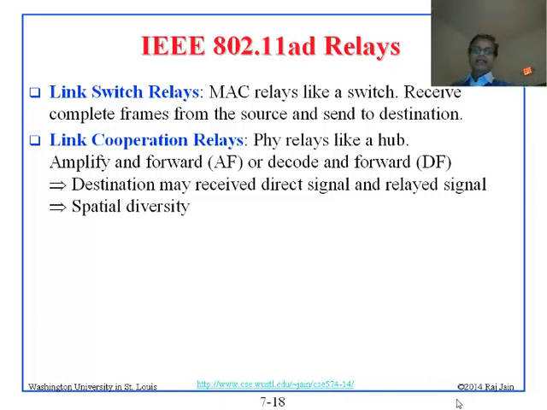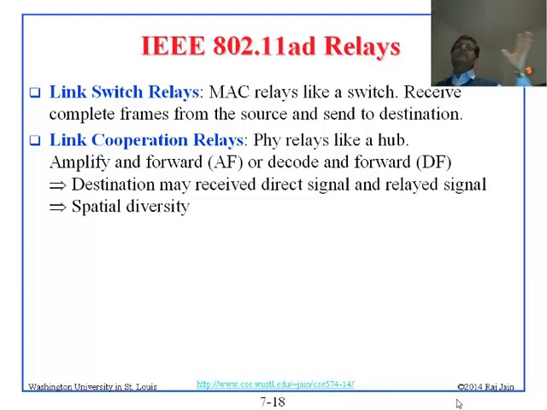Relays. So of course there are relays. If the direct line of sight (LOS) is blocked, then you have to go to somebody else and then they send it to you. The question is, what do they do? Do they send just the bit by bit or frame by frame?